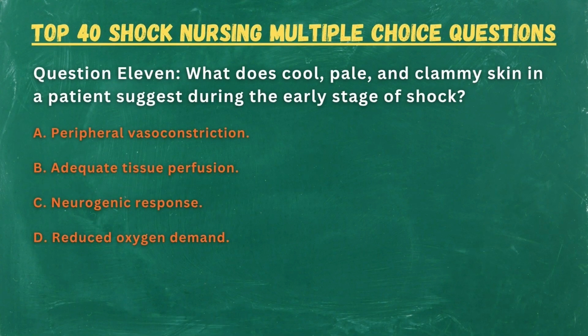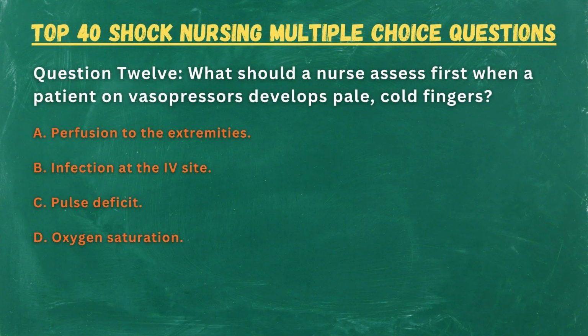Question 11. What does cool, pale, and clammy skin in a patient suggest during the early stage of shock? A. Peripheral vasoconstriction. B. Adequate tissue perfusion. C. Neurogenic response. D. Reduced oxygen demand. Answer. A. Peripheral vasoconstriction.